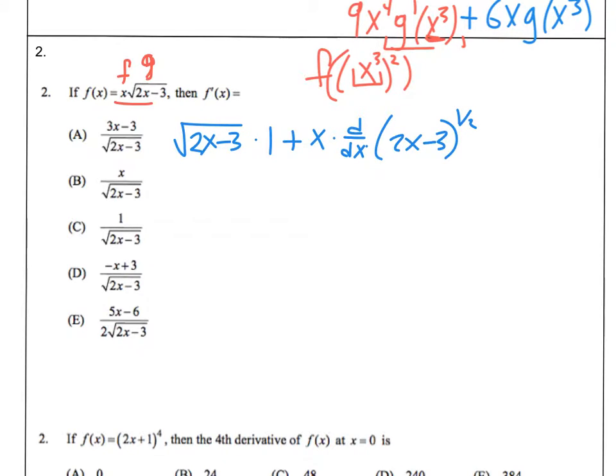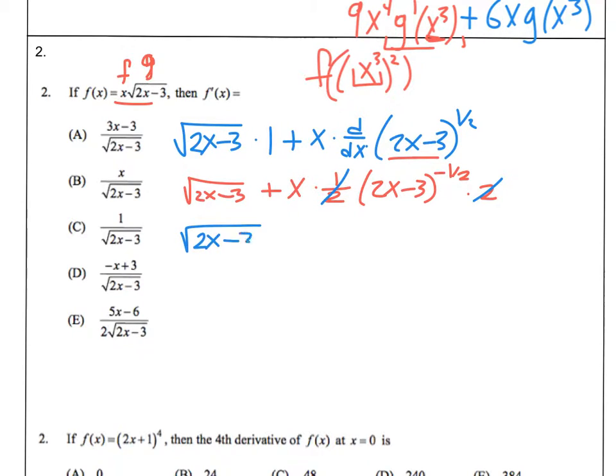Okay, nothing to do with that first piece, so that's 2x minus 3. And then over here we've got a power rule. Let's bring that 1/2 down. And that's going to be 2x minus 3 to the negative 1/2. And then the derivative of the inside would be times another 2. The 1/2 and the 2 cancel out, which is kind of nice. And now we've got the square root of 2x minus 3. And over here, this is going to go on the bottom. So it's x over, and the positive 1/2 power would be just the square root of 2x minus 3.